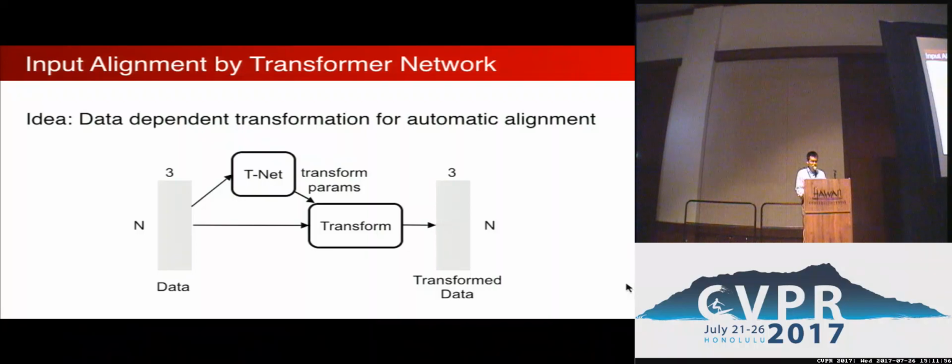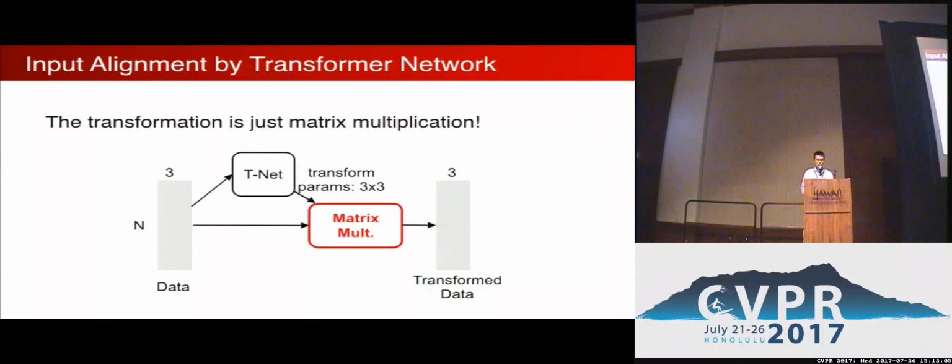This is actually very similar to a spatial transformer network in images, if you know. But one big difference is that since we operate on points, the transformation becomes really simple. It's just a matrix multiplication. So you no longer need those bilinear or trilinear interpolations anymore. So it's super fast and easy.